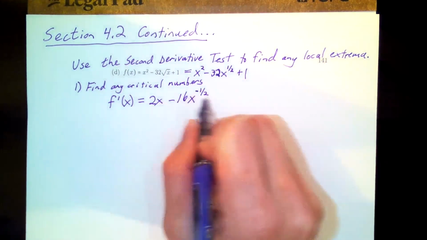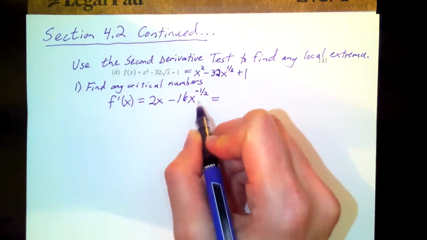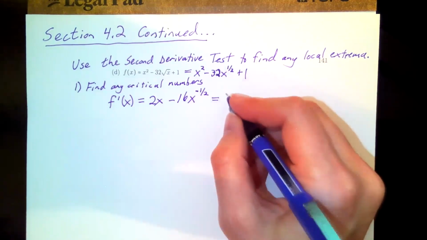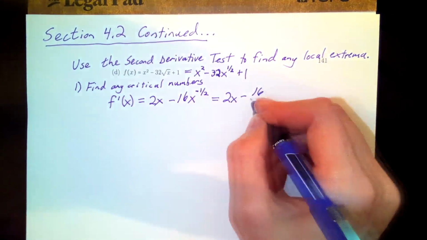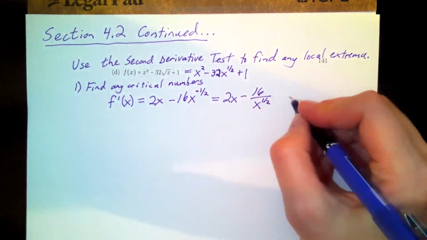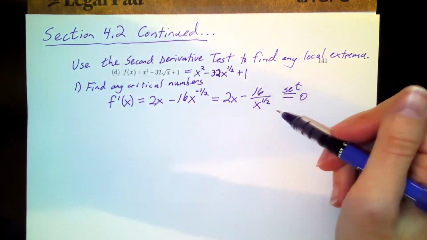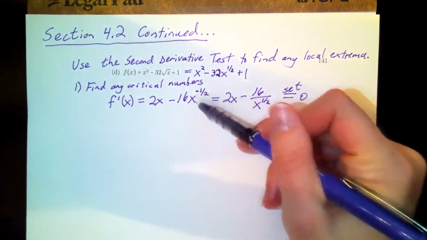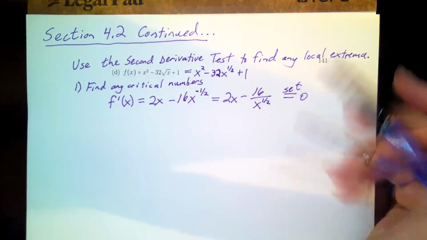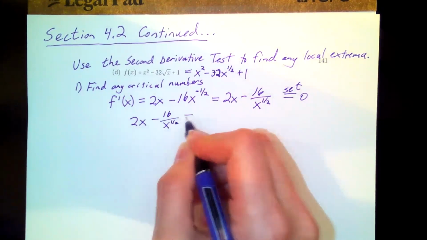So this is my derivative function, and it would be best for us to make this proper by taking this x to the negative 1/2 and popping it down into the denominator. So this looks like 16 over x to the positive 1/2. Why do I do that? Because I'm about ready to do algebra with this. I'm about ready to set this equal to 0. So if I'm getting ready to do algebra, solving for x style, then it's best to have all of your exponents where they go. So if you have a negative exponent, make it positive by putting it in the denominator. I have 2x minus 16 over x to the 1/2, and this is set equal to 0.